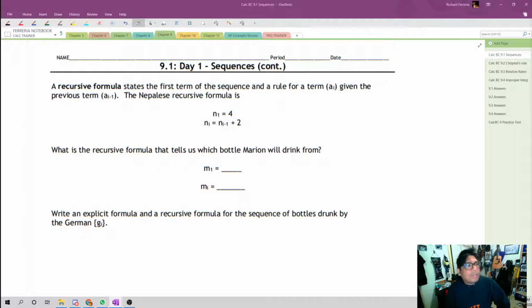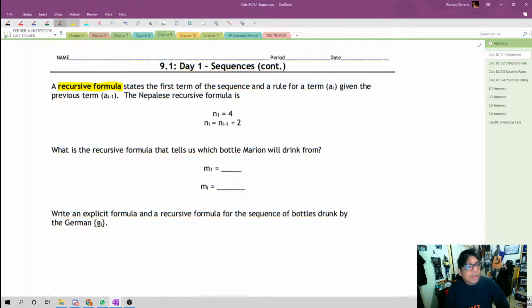Next, we have a definition for the recursive formula. So the recursive formula states the first term of the sequence and then the rule given for the next term given the previous term. So here we have the first term is 1, and then any term N_i is equal to the previous term N_(i-1) plus 2.